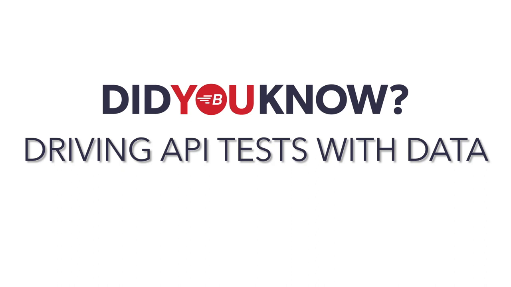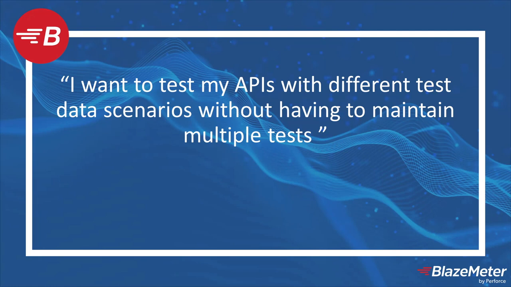Today we are going to talk about using test data to drive API functional tests. Typically, we want to create API tests and vary the test data that we will use for the test. This lets us test boundary and edge conditions as well as performing both positive and negative tests. However, creating multiple API tests just to change the data is a maintenance headache.